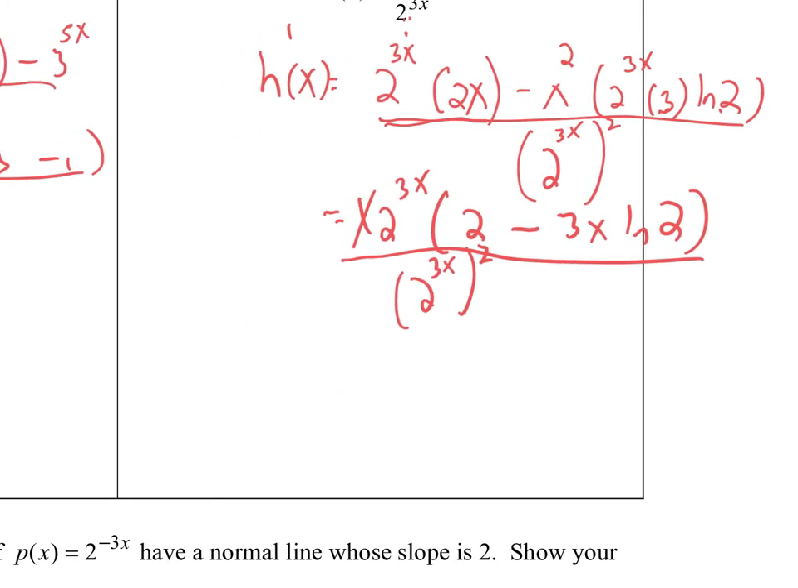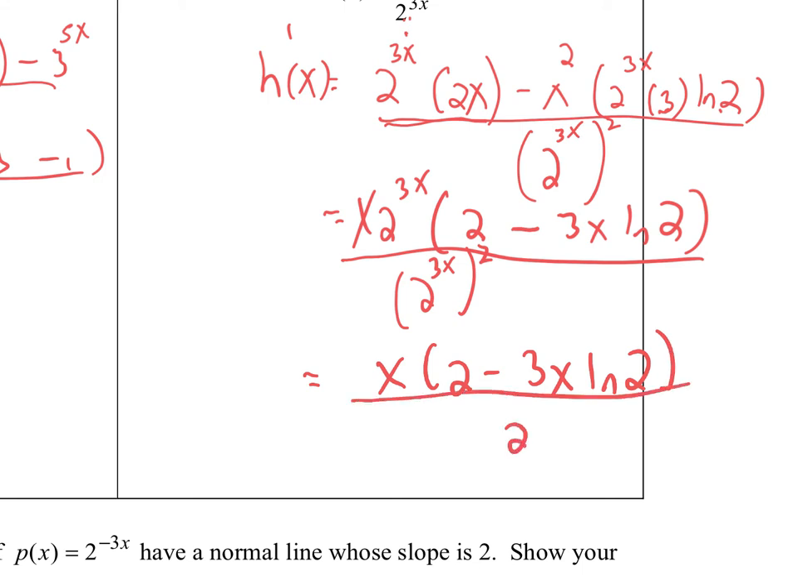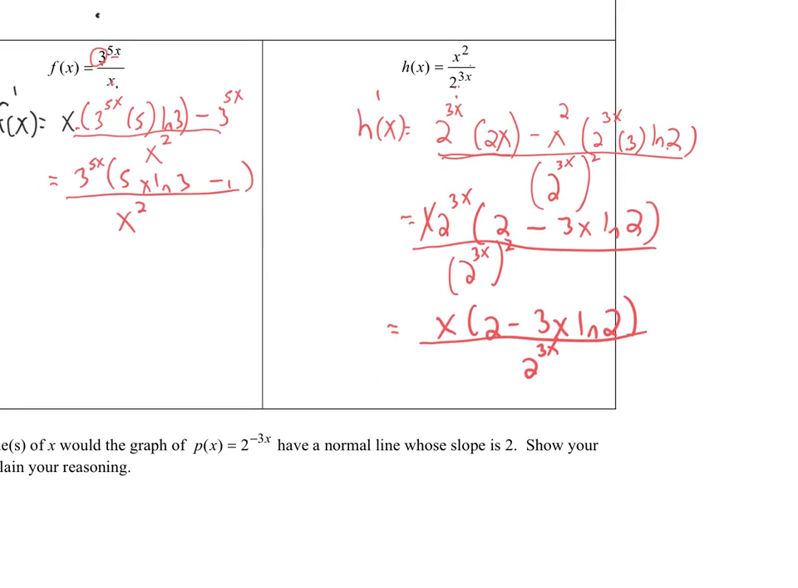Oh, do you see? Do you see what I see? Said the shepherd boy to the little lamb. The top and bottom both have a 2 to the 3x. The bottom happens to have 2 of them. So it's a good thing I didn't distribute the 2 and call that 6x, because I might not have seen it. You could leave the answer as just an x times 2 minus 3x ln of 2, all over just a 2 to the 3x. That's pretty cool if I'm right. I know some of you will let me know if I made a mistake.